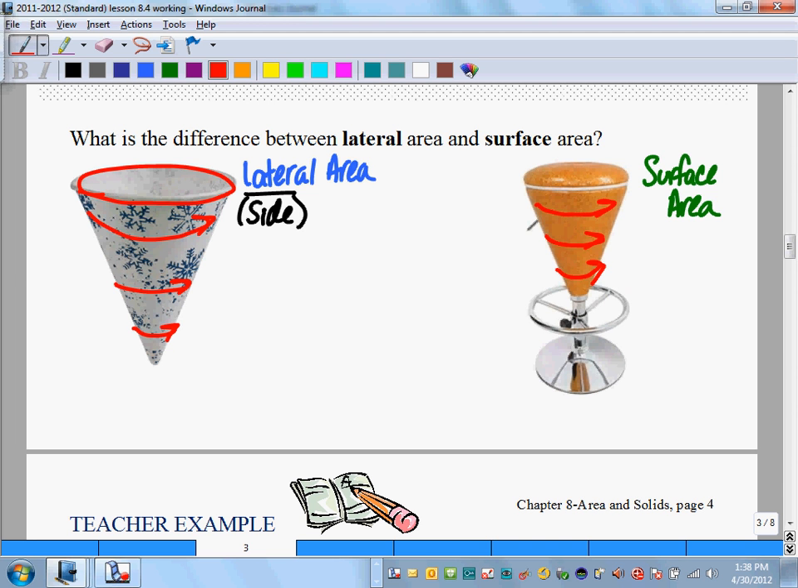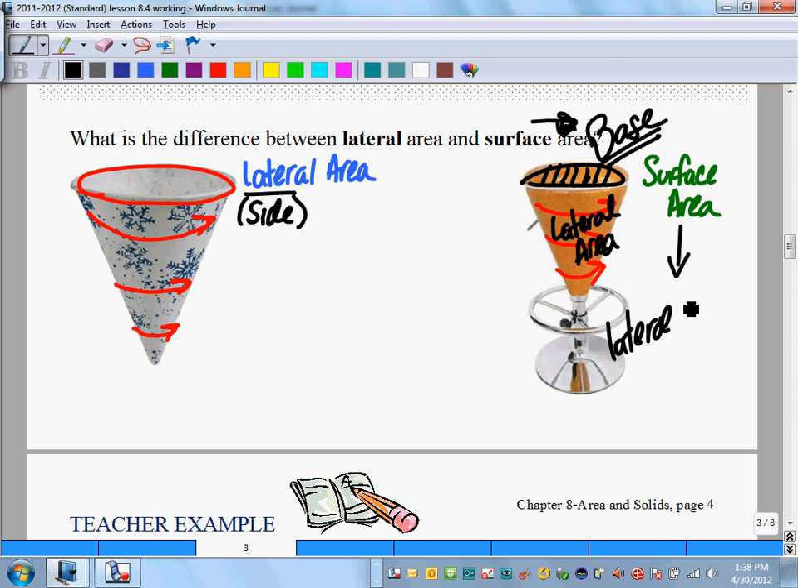Okay. Do you see that surface area is the lateral area plus the area of the base? Notice I use a capital B there. There's a reason there. So surface area includes the lateral area plus, in this case, the base. Lateral area is part of surface area. Does that make sense? Lateral area is part of surface area.